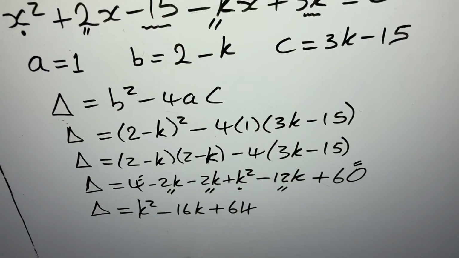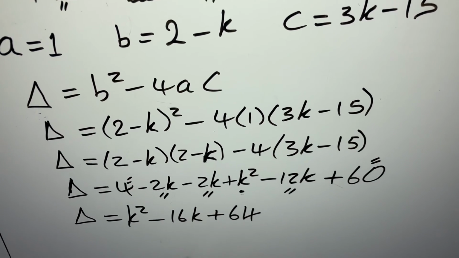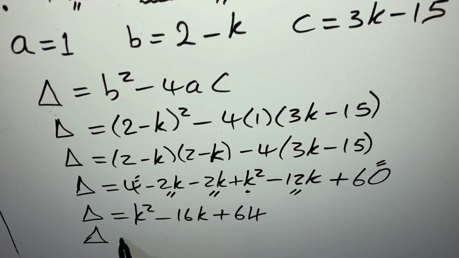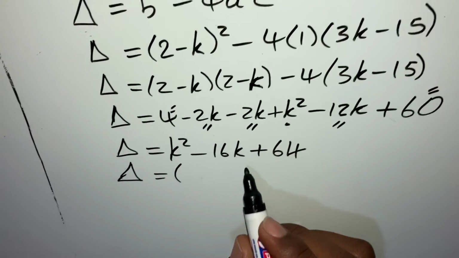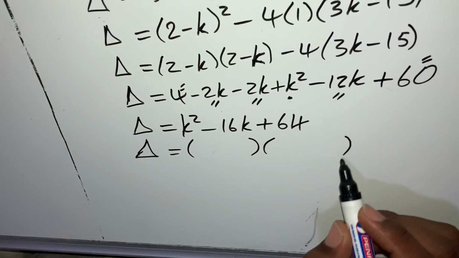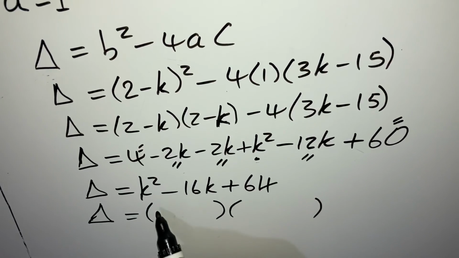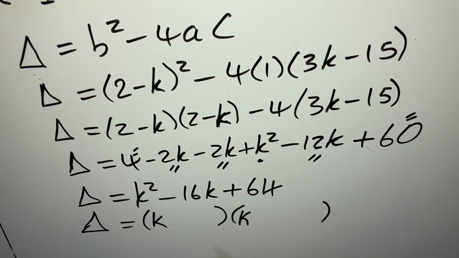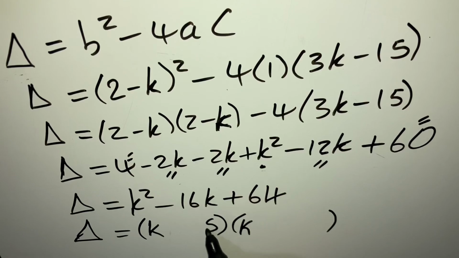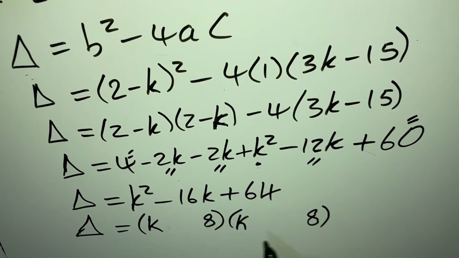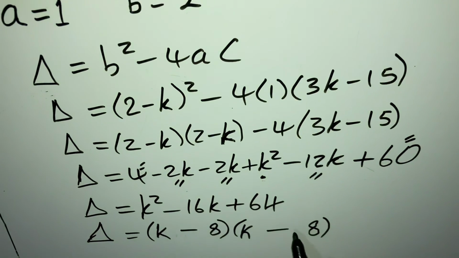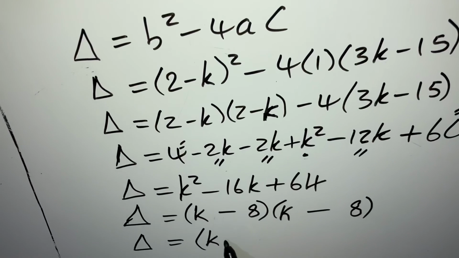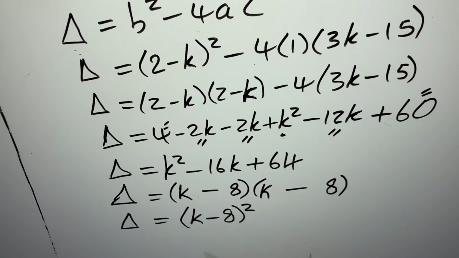Then from here, we'll then have to factorize, and we find that our factors go for k and k, and our factors are 8 times 8, then the sign is the same, negative and negative, which makes my delta (k minus 8) squared, same bracket twice.